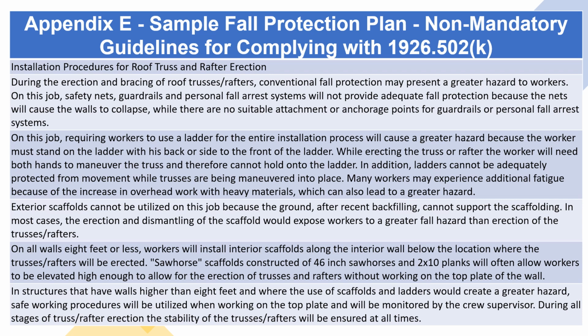On all walls 8 feet or less, workers will install interior scaffolds along the interior wall below the location where the trusses/rafters will be erected. Sawhorse scaffolds constructed of 46-inch sawhorses and 2x10 planks will often allow workers to be elevated high enough to allow for the erection of trusses and rafters without working on the top plate of the wall.